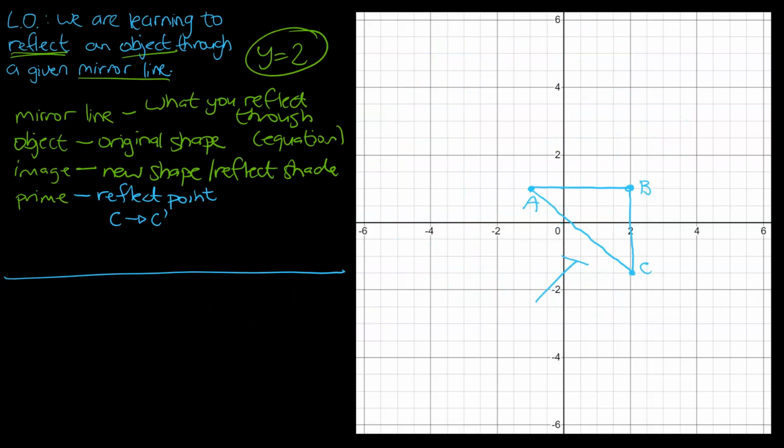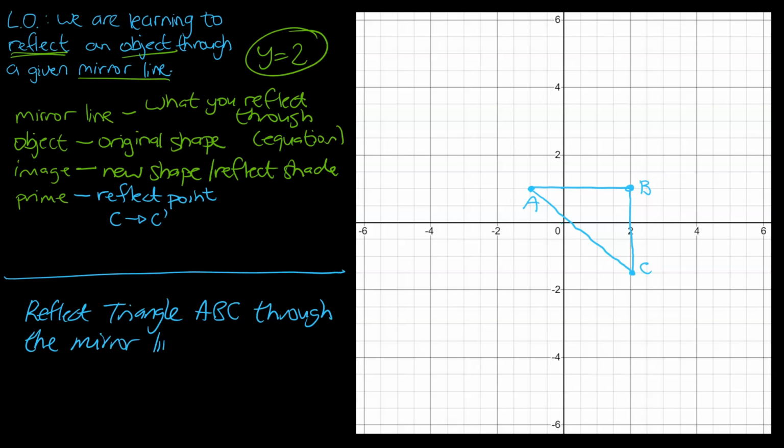I've drawn a triangle here, and I'm going to describe the transformation that we're going to do. So we are looking to reflect triangle ABC through the mirror line. Mirror line y equals x plus 1.